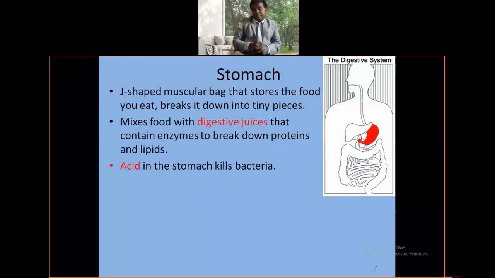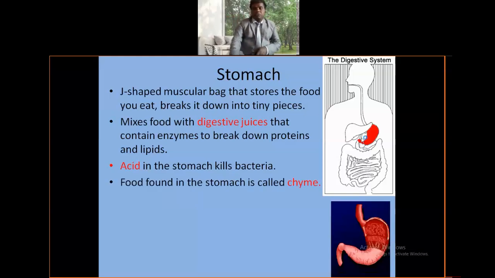And one more thing, the gastric juice contains HCl, which is acidic in nature and kills the bacteria in whatever food material you eat. So this is an important point. The food found in the stomach is called chyme.